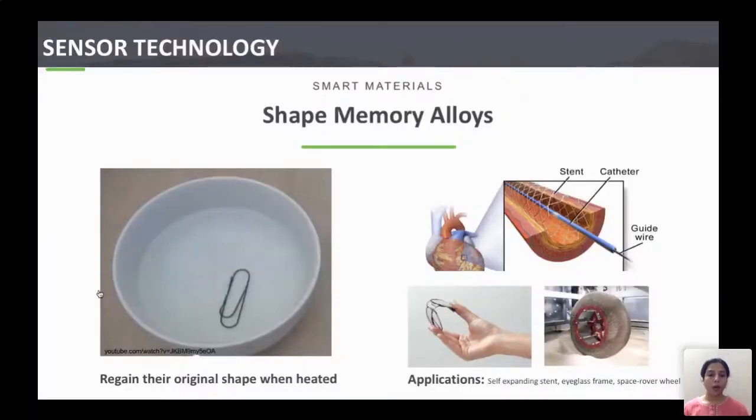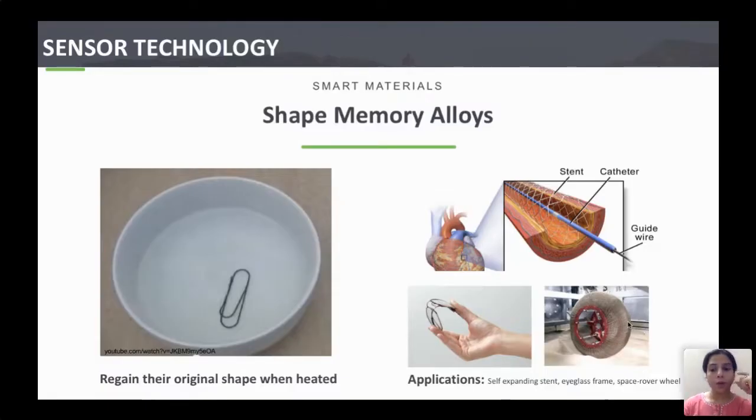Its applications are in the biomedical field. These self-expanding stents are rigorously used these days for surgery purposes. Then there are eyeglass frames, flexible frames. And this is the space rover. The rover which was used for the Columbia mission, I forgot the name of that.